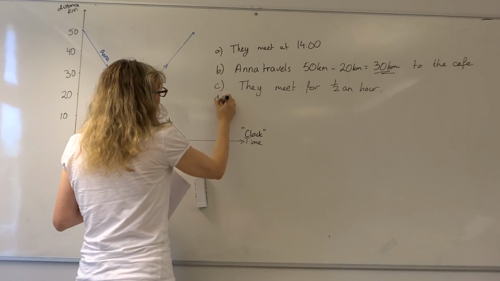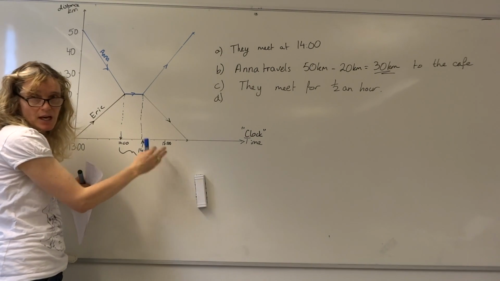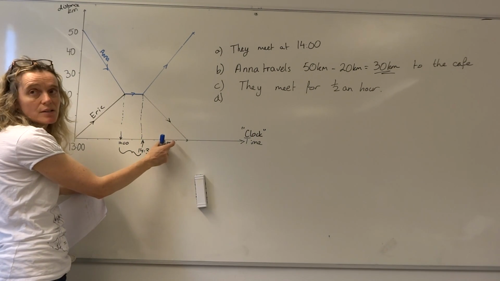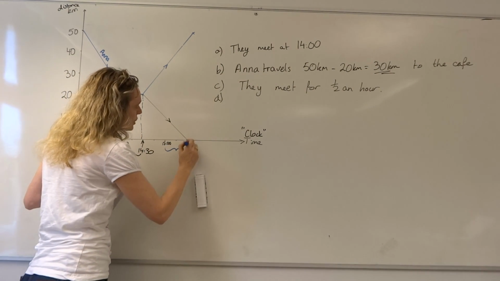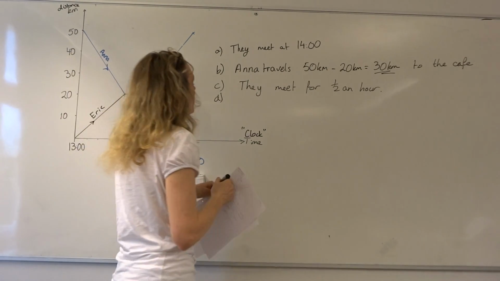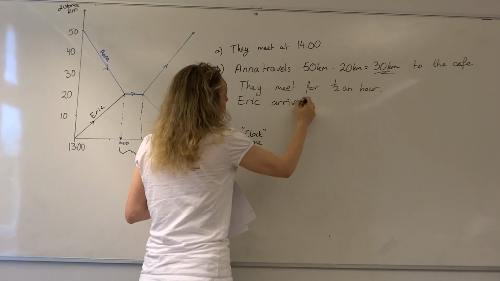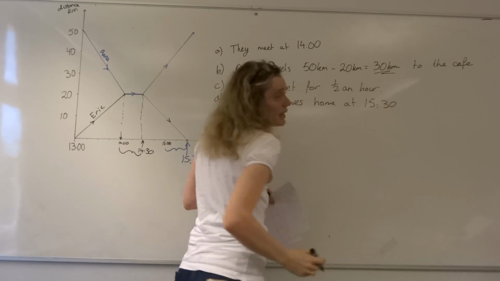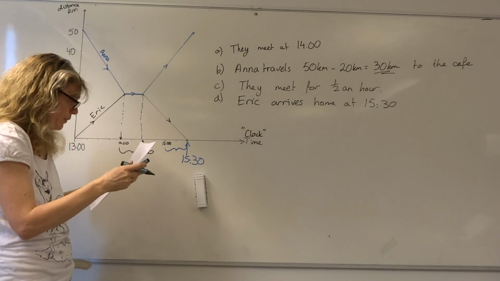Then it says, when does Eric arrive home? And they're cheating you a little bit here by only putting in the time 1500. But you can read off the graph that each of these is 15 minutes, and he's got 2 more of those distances before he gets home. So he actually gets home at the time 15:30. So Eric arrives home at 15:30.